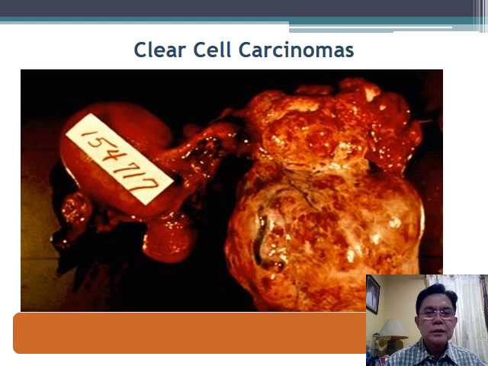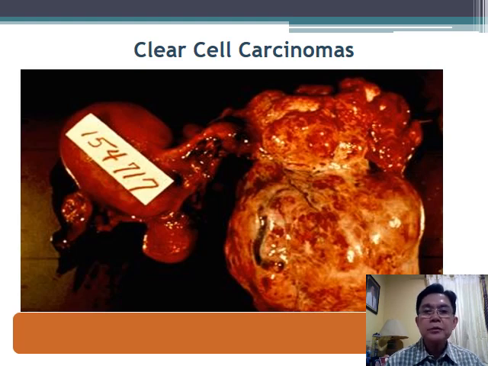Clear cell tumors are neoplasms of the ovaries that resemble mesonephric structures. The tumors range in size up to 30 centimeters in diameter, with a mean of about 15 centimeters. Most clear cell ovarian tumors are associated with paraneoplastic hypercalcemia, and therefore they should be properly evaluated for this condition.